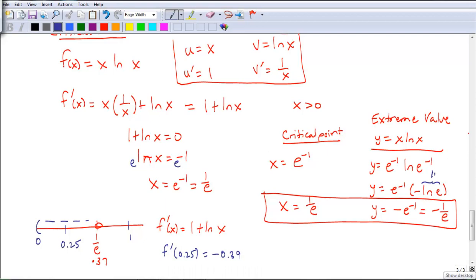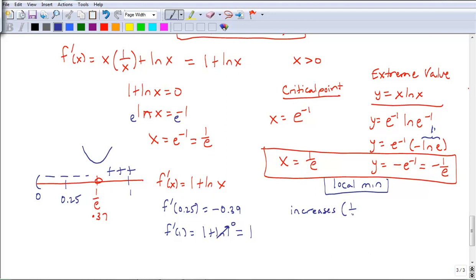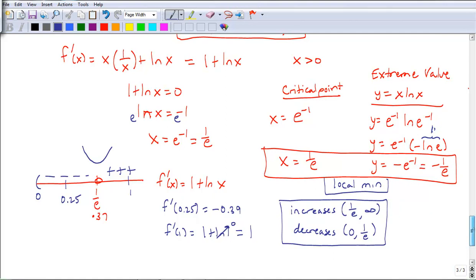And I'm going to plug in 1 into my first derivative, and I get 1 plus the ln of 1. ln of 1 is 0, so that works out to be a positive 1. So I know from the first derivative test this is going to have to be a local minimum because it's decreasing and then increasing. I happen to know that it increases from 1 over e to infinity, and it decreases from 0 to 1 over e. This is enough to draw the graph. You know the intercepts, the critical points, and where it increases and decreases.